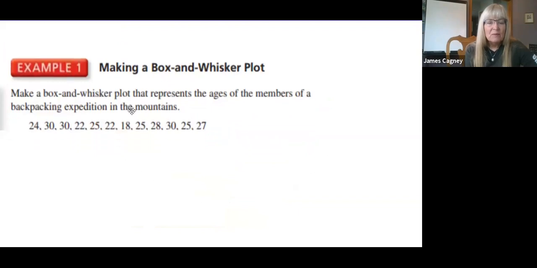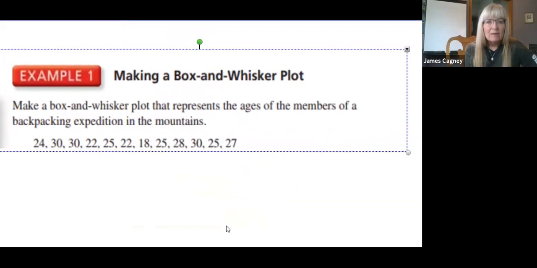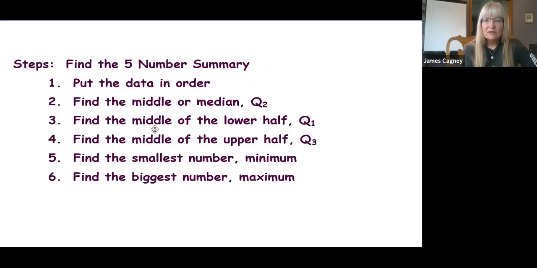So we're actually going to make a Box and Whiskers plot that represents the ages of the members of a backpacking expedition in the mountains. So here's a group of people who went into the mountains. There was a survey asking them what their age was. Here are the answers. So the steps for doing this are put the data in order. So put all the ages in order. Find the middle. That's the median, Q2. Find the middle of the lower half. Find the middle of the upper half, find the smallest and the biggest.